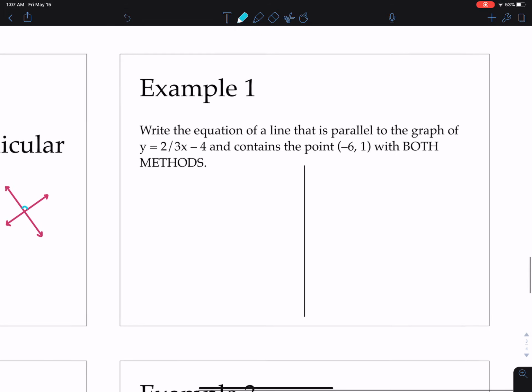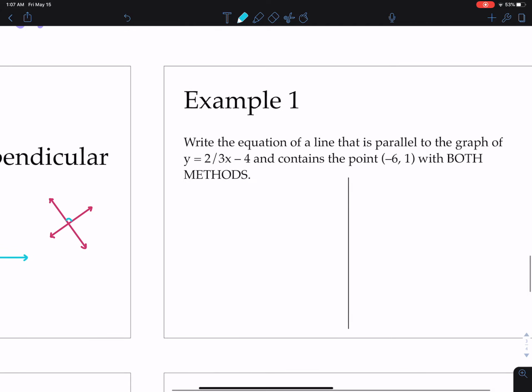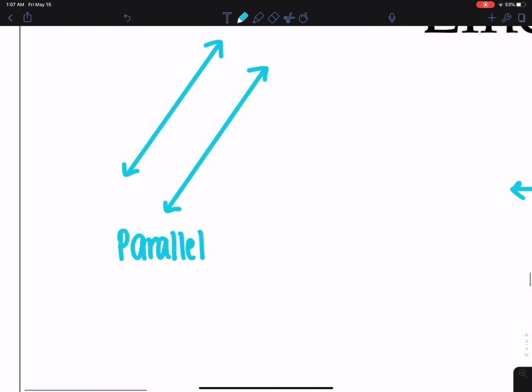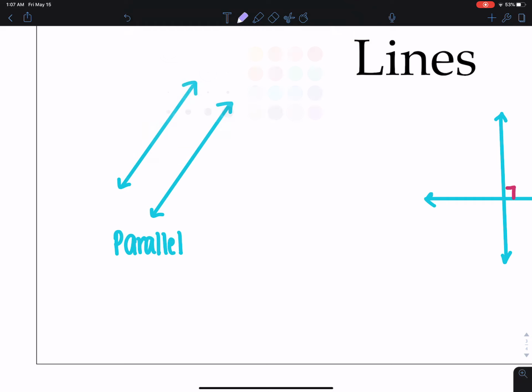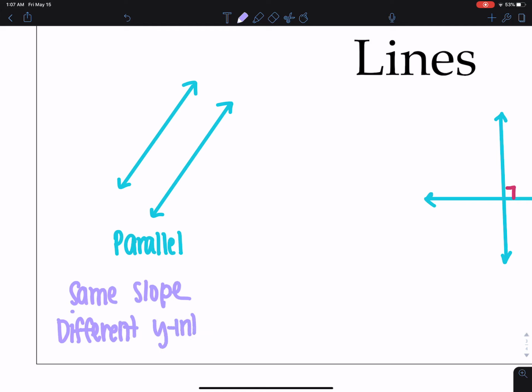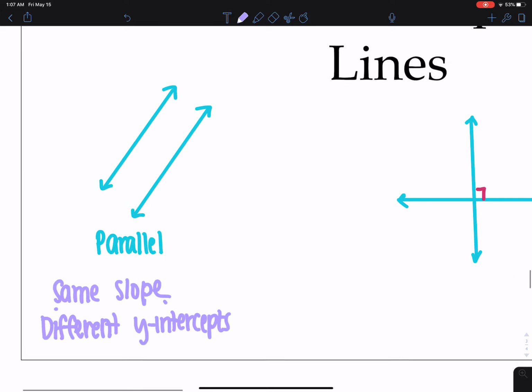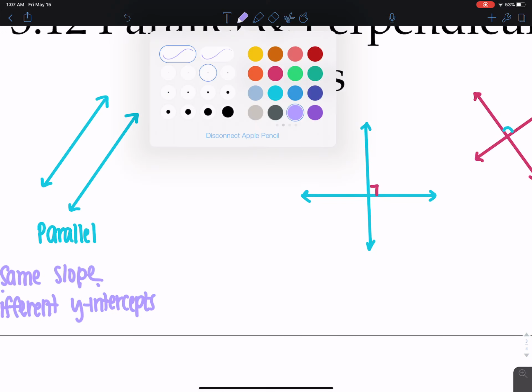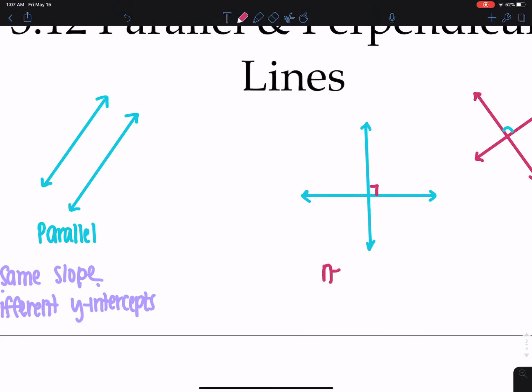Okay, so two things with this. If we have parallel lines, they are going to have the same slope and different y-intercepts. With perpendicular lines, we're going to have negative reciprocal slopes.